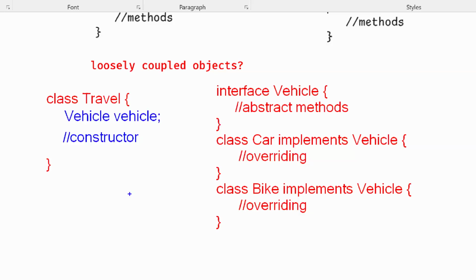Right. Suppose the travel object wants to change from bike to car, then what will I do now? I'll create another travel object by passing the bike object as a parameter to the constructor. Now the travel object is coupled with the bike object. Are you able to follow me now?